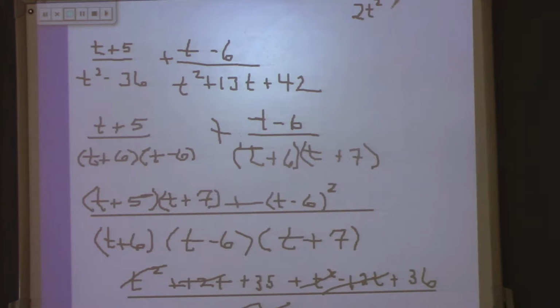Y'all help me out. Yeah. And that's your answer, over common denominator. So 2t plus 71 over t plus 6 times t minus 6 times t plus 7. That's it. So if you can handle those, you can pretty much handle the test.